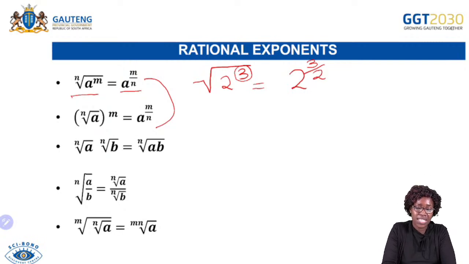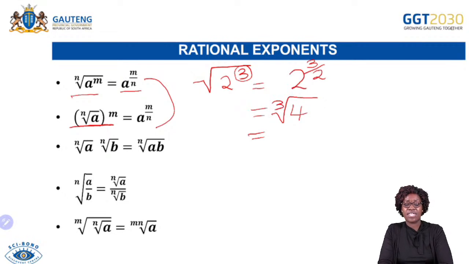That is why you see that in the second part of our rational exponent rules, what you do first is you are going to say square root of 2. Then after finding the square root of 2, remember the square root of 2 is 4. Then you are going to find the cube root. So if you check carefully, I cannot find the cube root of 4. So in this case, I would have left my answer as the cube root of 4.